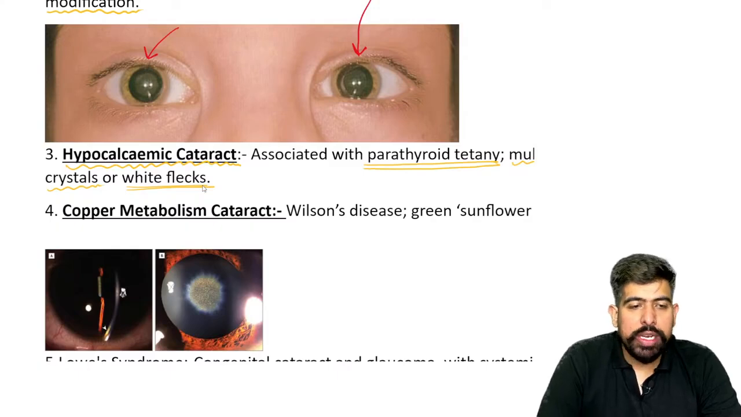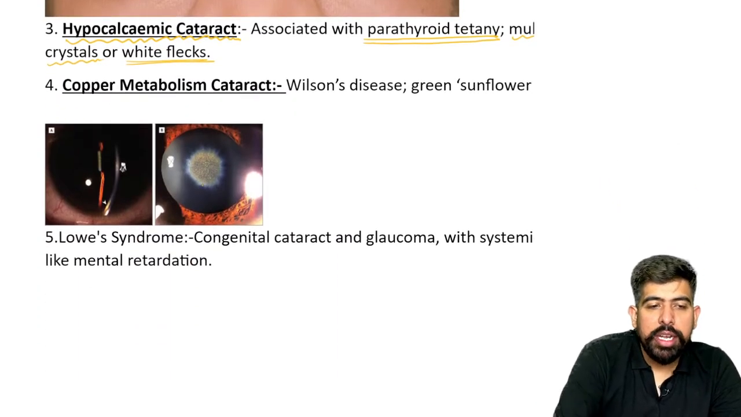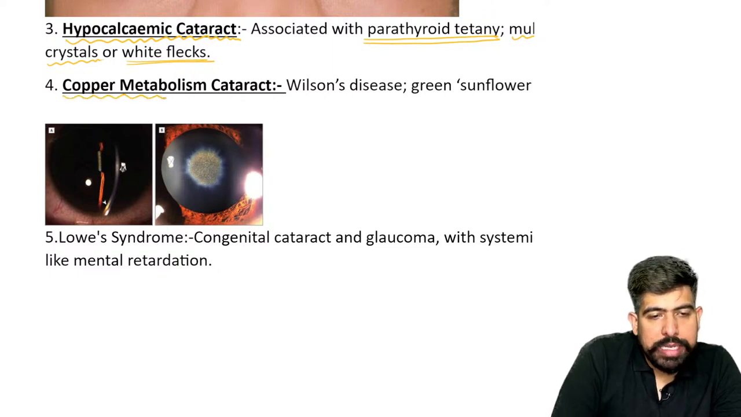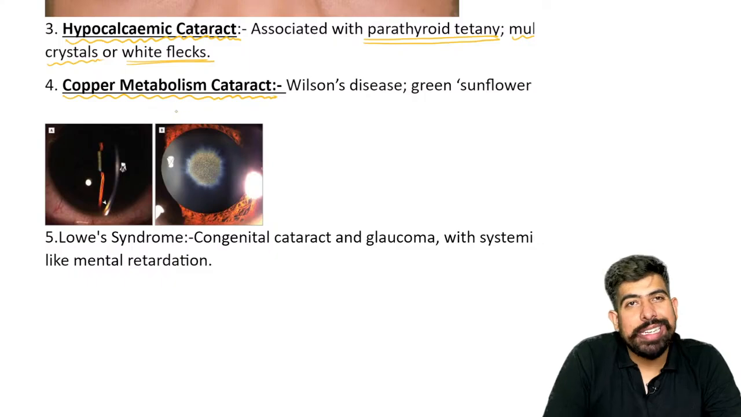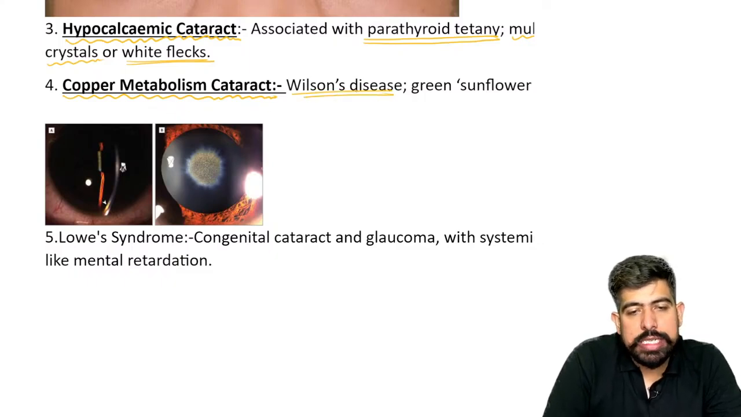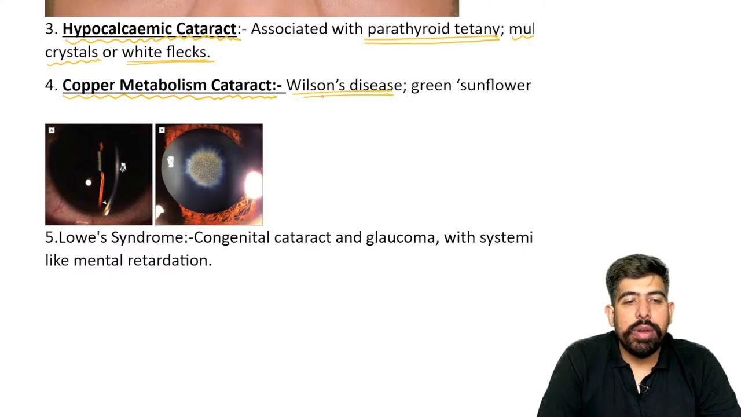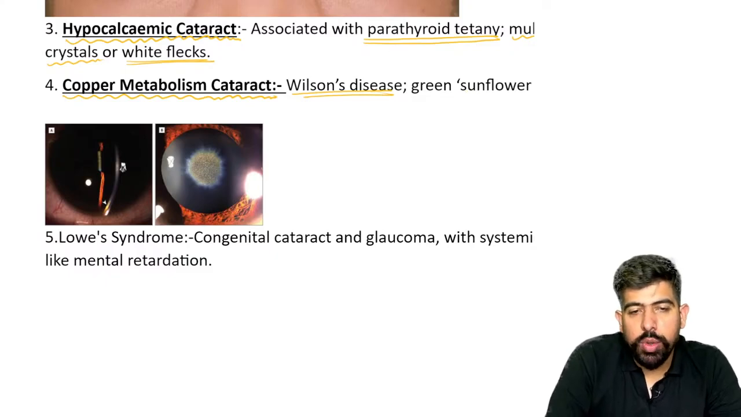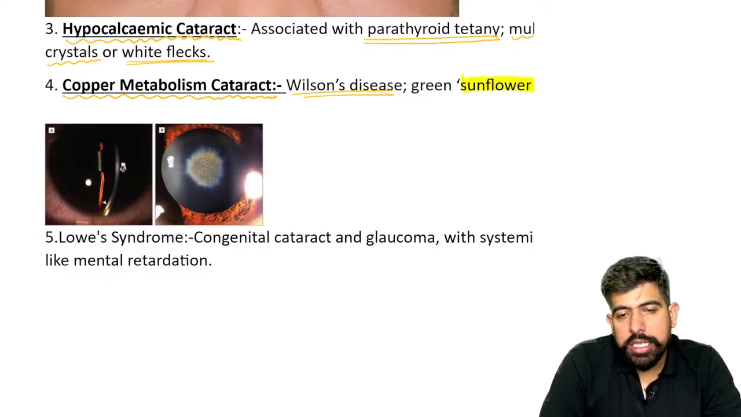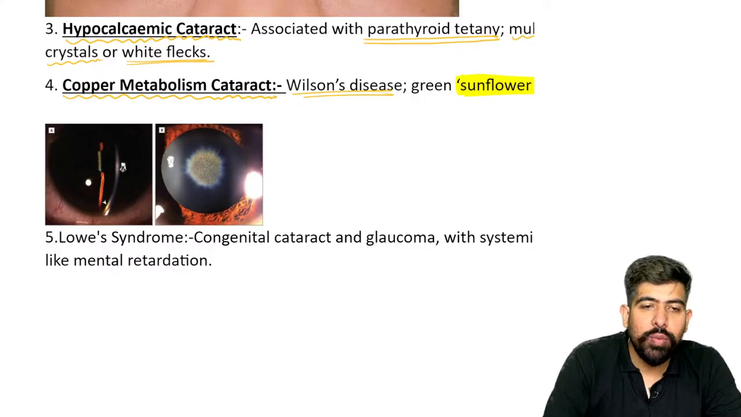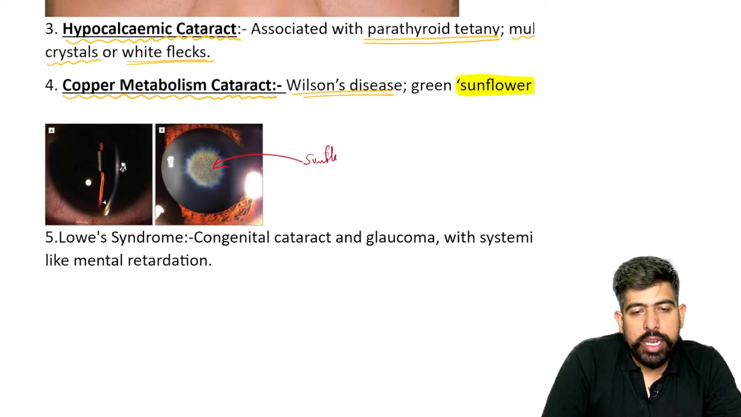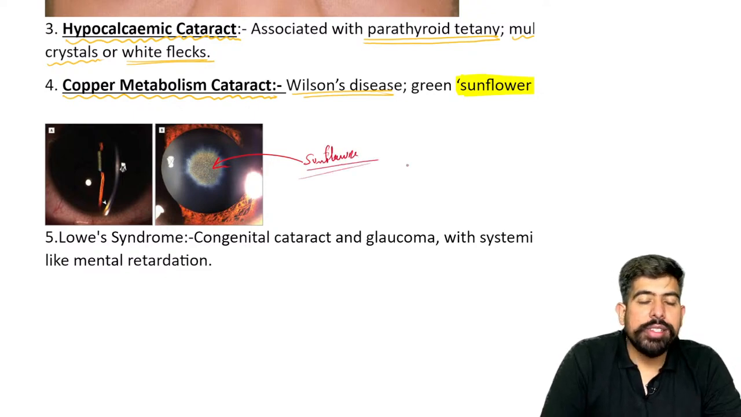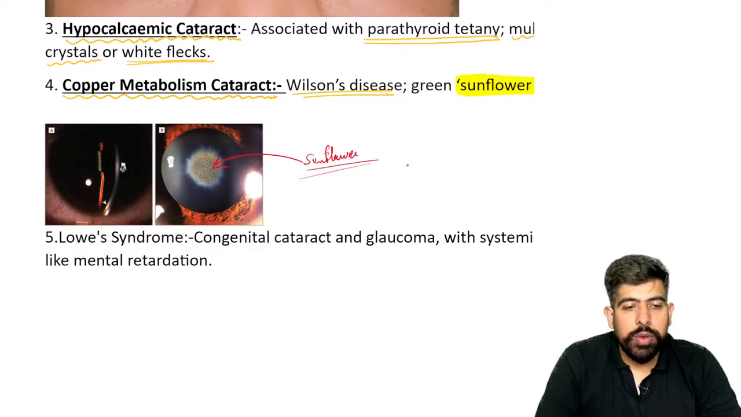Now the next important type is the copper metabolism cataract. It means a disease you know very well, which is Wilson disease. In Wilson disease, because of this copper metabolism, a special type of cataract is seen, which is known as the green sunflower cataract, or the sunflower cataract. It seems like a sunflower is on the lens. You can see over here, this is the sunflower cataract.